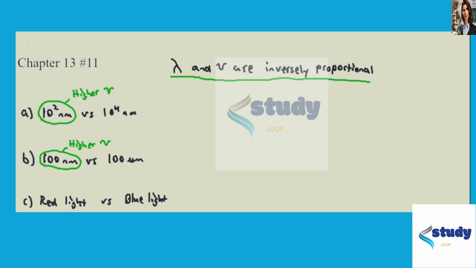And so again, lower wavelength is going to correspond to higher frequency. And so the blue light here is going to have a lower wavelength and therefore a higher frequency than the red light.